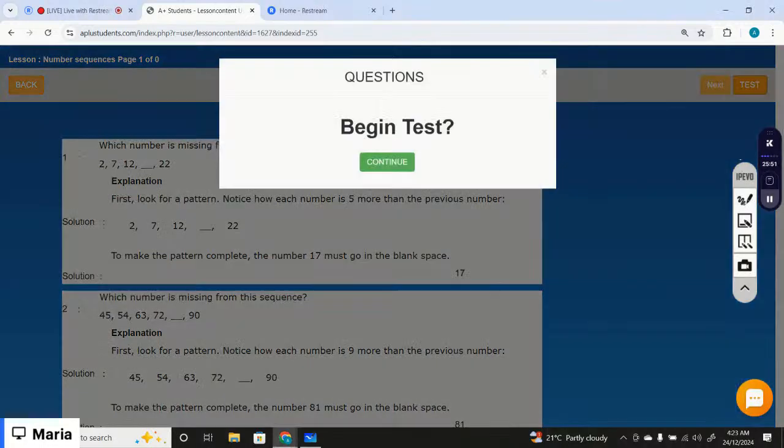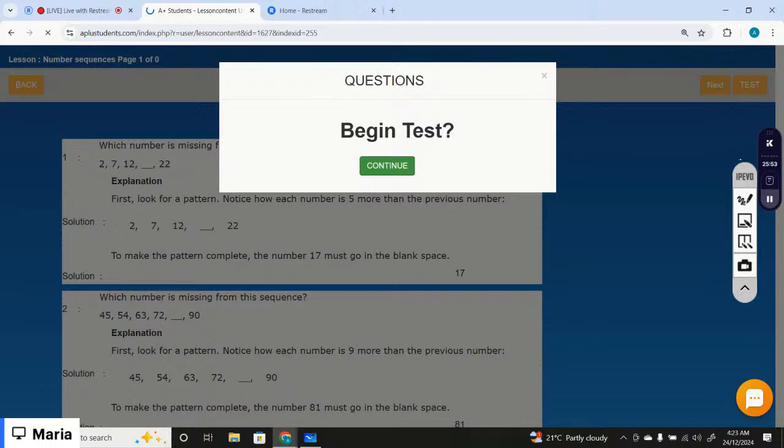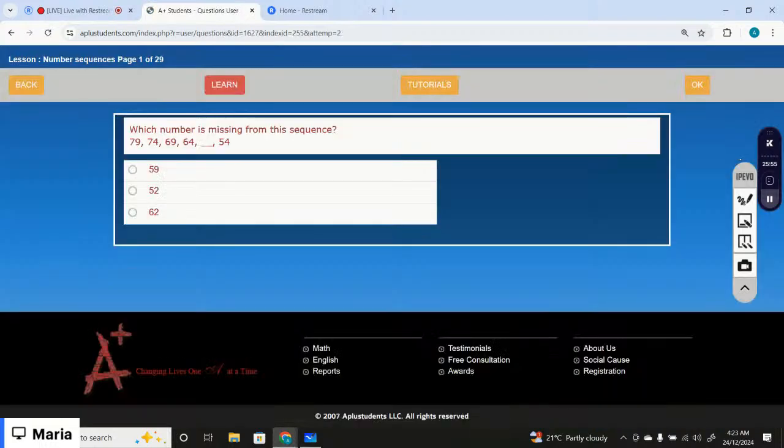Let's just start with the test questions. Which number is missing from the sequence? So just see how the pattern is growing.